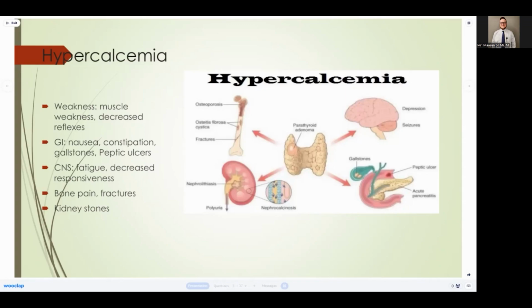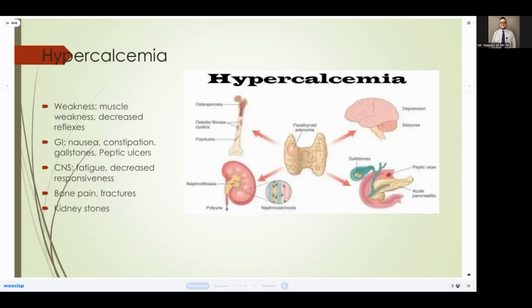So the opposite of hypocalcemia, with hyper is weak muscles, decreased reflexes, decreased muscle contractions, flaccid weakness in the muscles. So everything kind of slows down. Constipation, maybe gallstones because the gallbladder, everything slows way down. So generalized fatigue, decreased responsiveness from the nervous system, kidney stones, gallstones, those sorts of things.